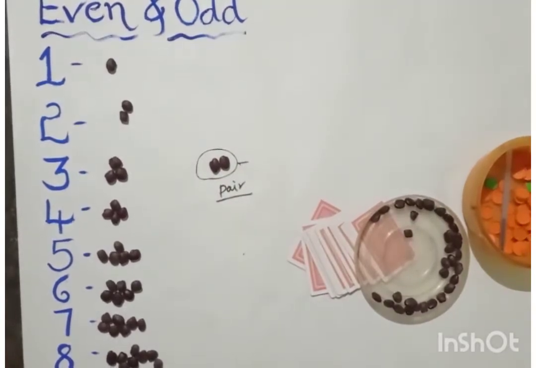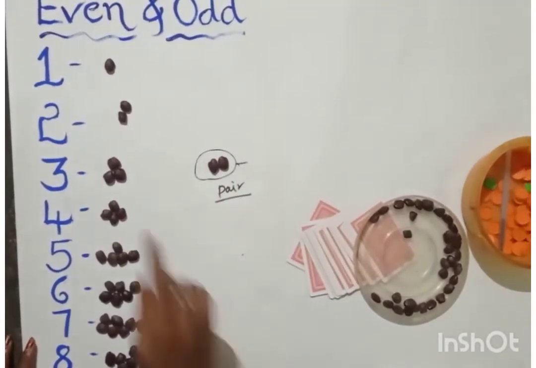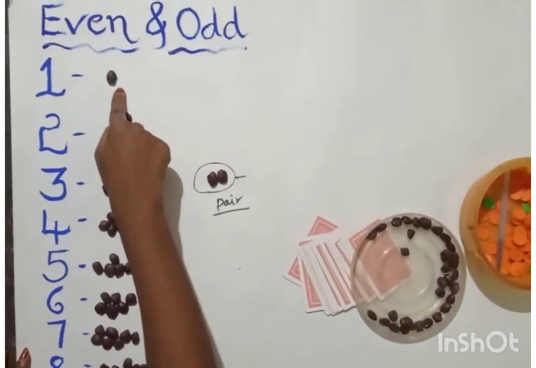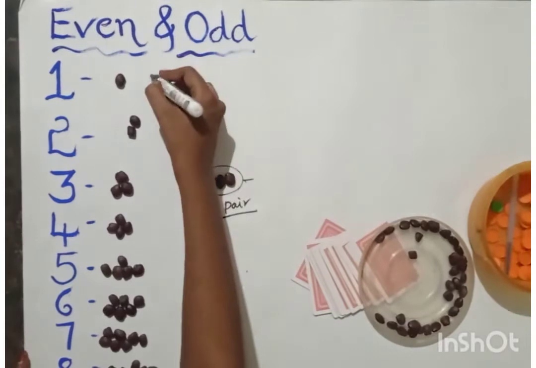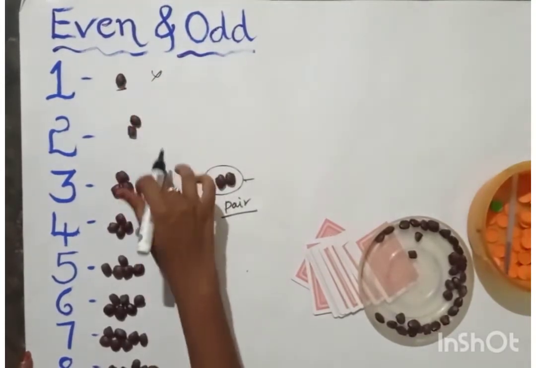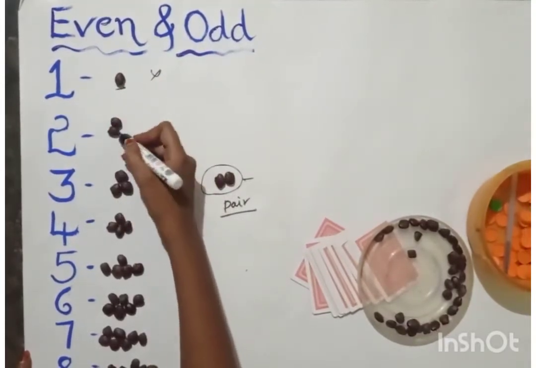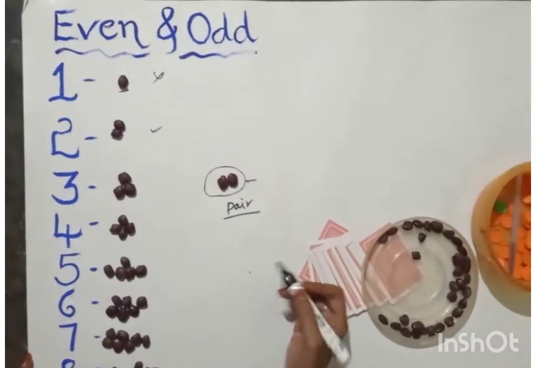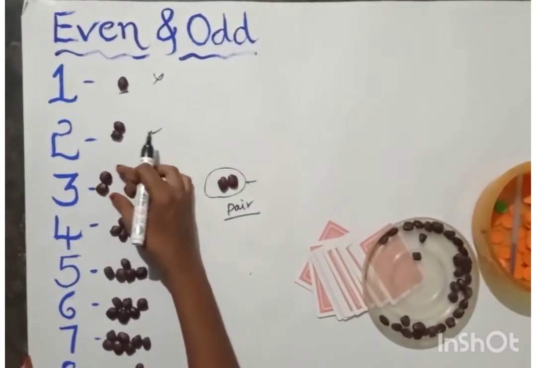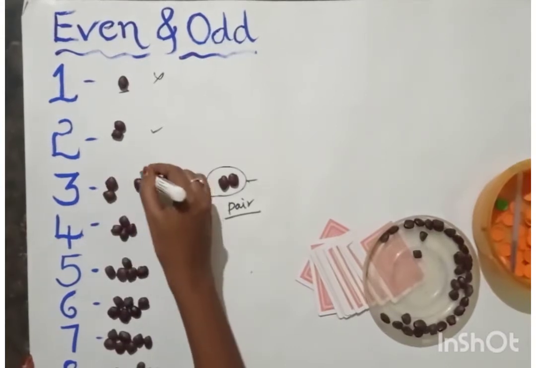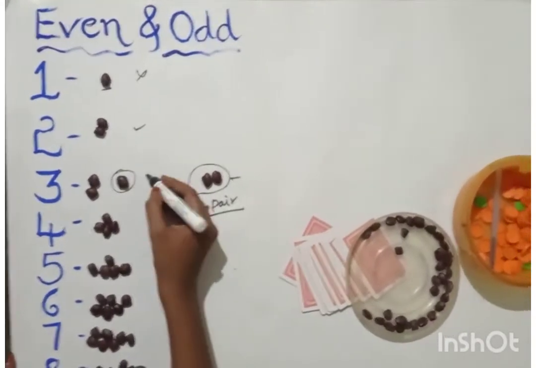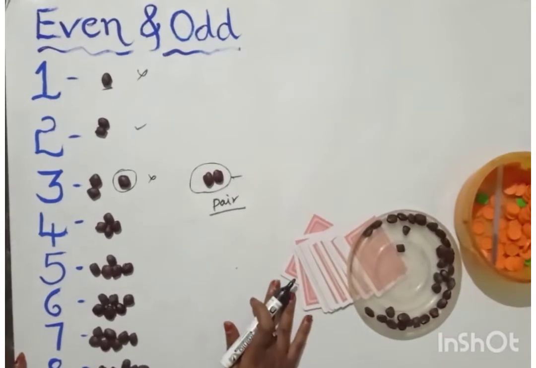See, now we are making pairs with these tamarind seeds. See, first, one tamarind seed. Can we make it a pair? No, we cannot make it a pair. Why? Because only one is there. The second one, we have 2. We can make it a pair. 3. See, one pair we can make, but one is left. Right? So we can't make complete pairs.